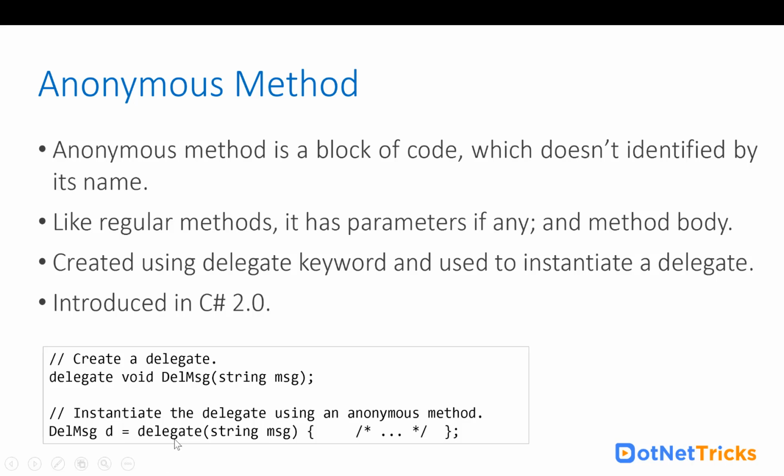As I said, the anonymous method does not have a method name. Using the delegate keyword, we create the anonymous method. This is the delegate keyword I'm using here, and this is the anonymous method having the method parameter message, and it also has the method body. In the method body you can write whatever code you want to do with this message parameter. This is just like a regular method, but the difference is that in place of the method name or return type, we have the delegate keyword, which is used to create the anonymous method.